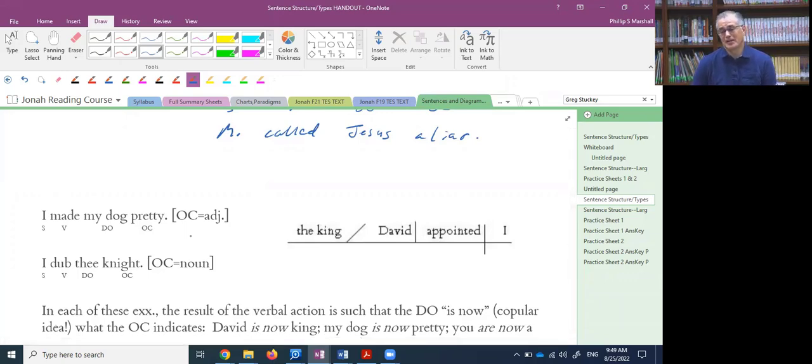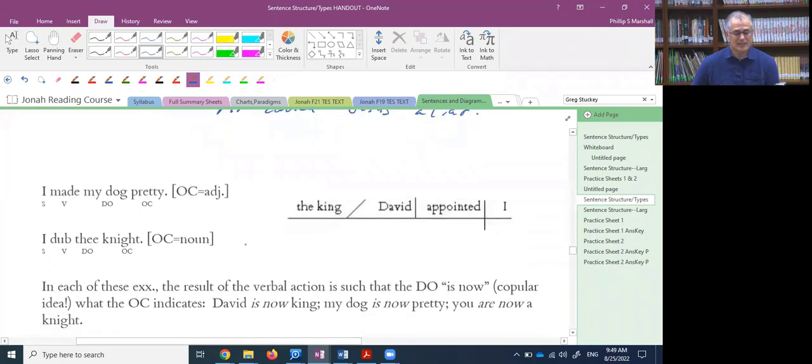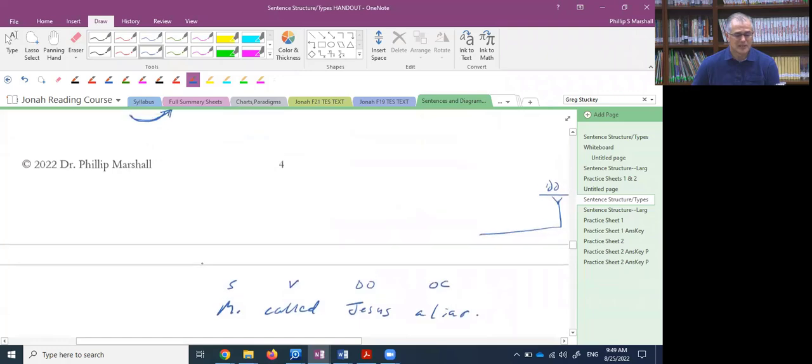So I made my dog pretty, at least I think so, right? Presumably the dog's pretty now, but someone could look at the dog and say, no, that dog is ugly, right? I dubbed thee knight. I could say that, and presumably that effectuates the fact that you are now a knight. But if I don't have the authority to dub anyone knight, then I can say it all I want. Doesn't make it so, right? You get what I'm saying?